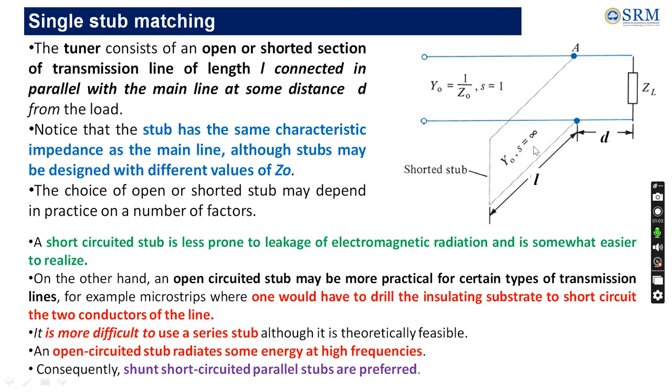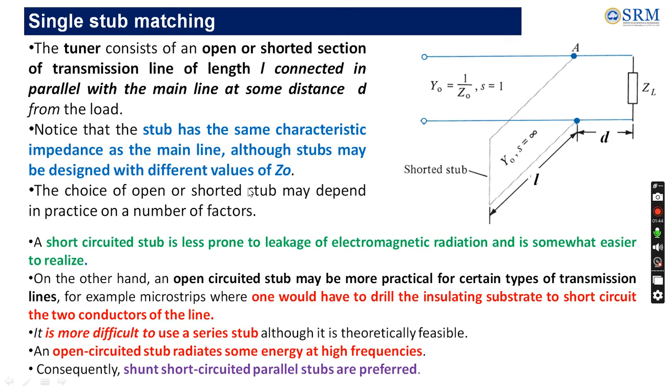See here, the stub has the same characteristic impedance. So if the line has an impedance of Z0, its admittance is Y0, right? Since we are speaking about the parallel stub, it is easy to work with admittance instead of impedance. So we are representing everything in terms of admittance here. The stub also has the same characteristic impedance as the main line. Before the introduction of the stub, there is no matching. After the introduction of the stub, the matching has happened. So the VSWR is 1 here. For perfect matching, it will be equal to 1, right?